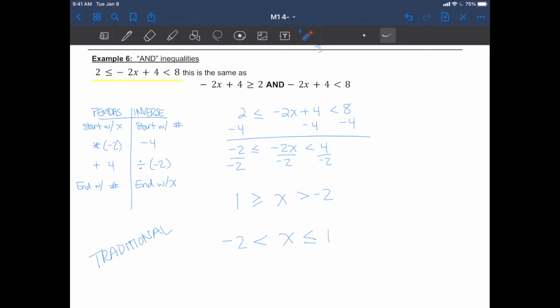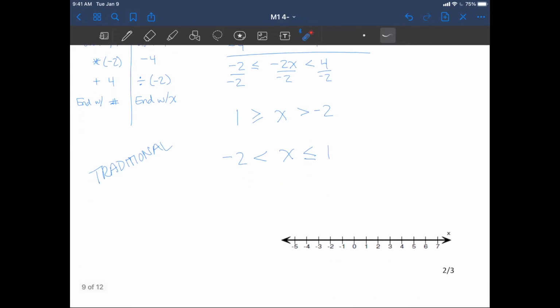So do not just go straight down like this, okay? This whole thing has to be flipped. Okay, so you write this, then you change that symbol, then this one, then this one, then this one. And that will help us graph. So negative 2, 1, closed circle, and it's in between. All the x's are in between, and that is my solution.